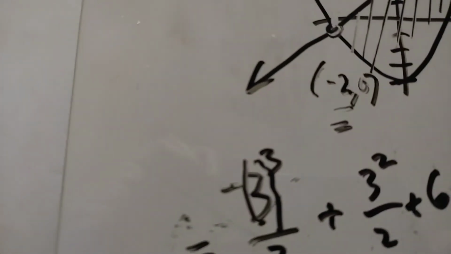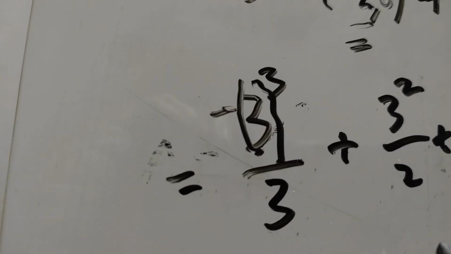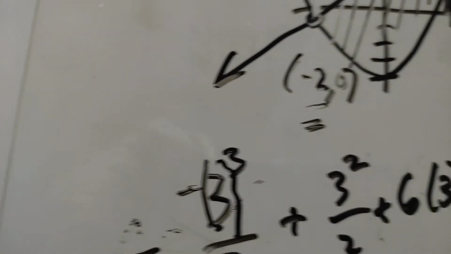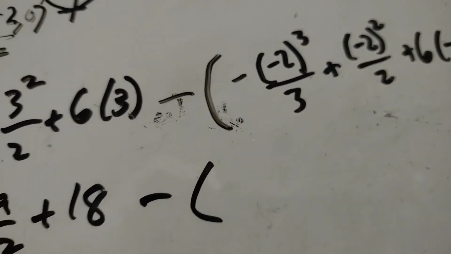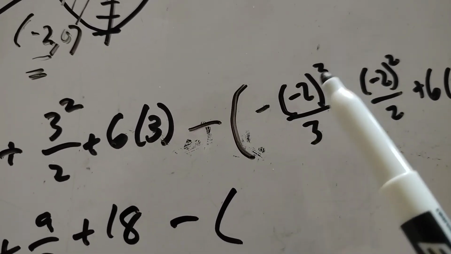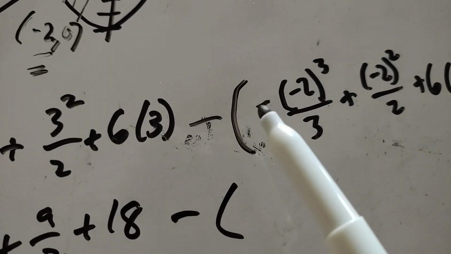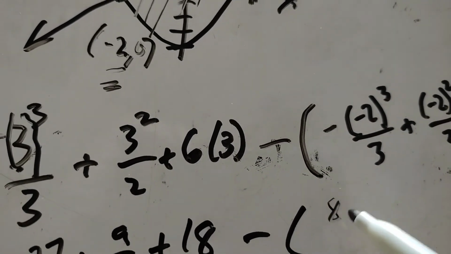So this is now going to equal, you've got to do the power first. So 3 cubed is 27, and now it's going to be negative 27 over 3, plus 9 over 2, plus 18, minus the expression. And then negative 2 cubed is a negative 8, because a negative to an odd power is negative. But now, what's minus a negative 8? 8. So it's going to be 8/3 for that first term.